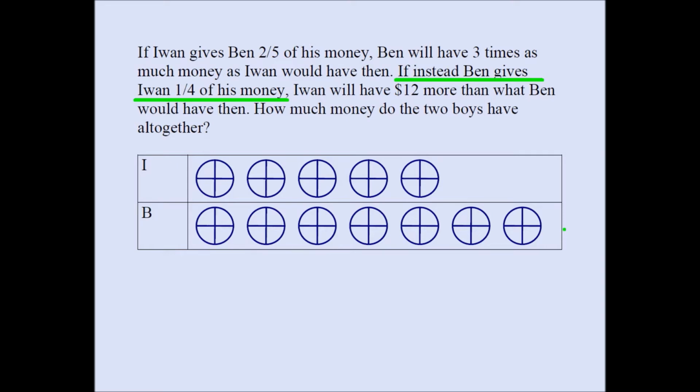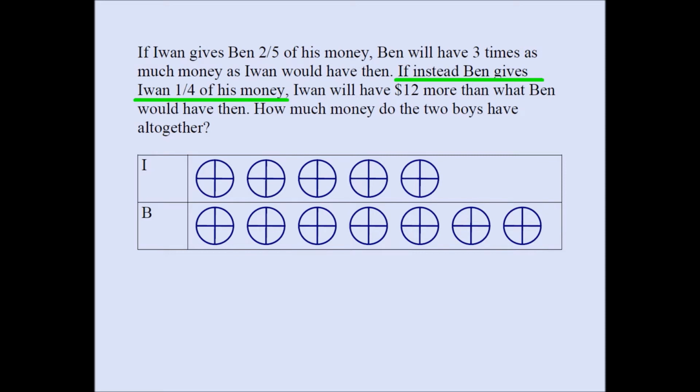But since Ben has 7 units of money, I'm going to cut every single circle into 4 equal pieces, and I'm going to call each piece of each circle a quarter of a unit. Why? This will help me find 1/4 of Ben's money fairly quickly. For instance, if Ben originally had 7 units, he had 4 times 7 or 28 quarters. And 1/4 of 28 is 7.